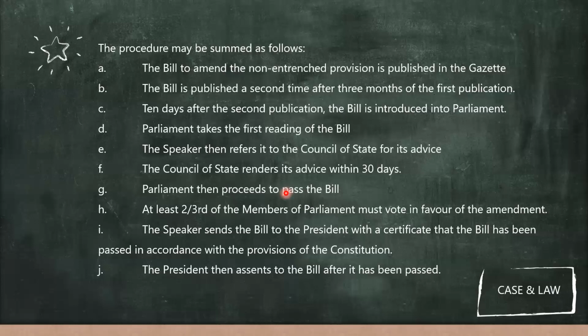But here it doesn't come for a referendum. It is only the members of Parliament, 2/3 of them, that must vote in favor of the amendment. And the Speaker sends the bill to the President with a certificate that the bill has been passed in accordance with the provision. And I'm sure someone will ask, you did not provide a list of the non-entrenched provisions. It's very simple. All the other provisions that are not part of the list of entrenched provisions are non-entrenched provisions. So you can go and search for yourself. Good.